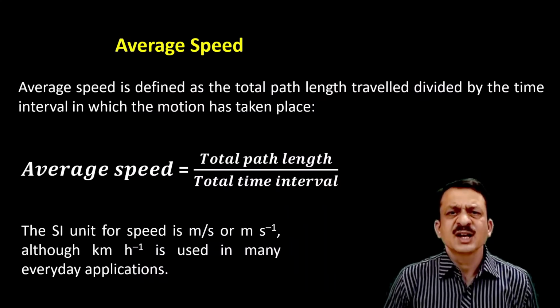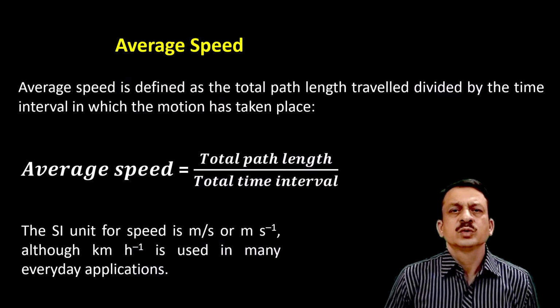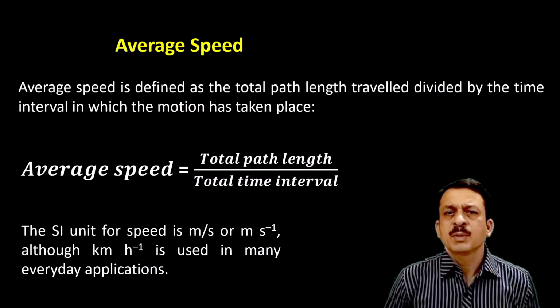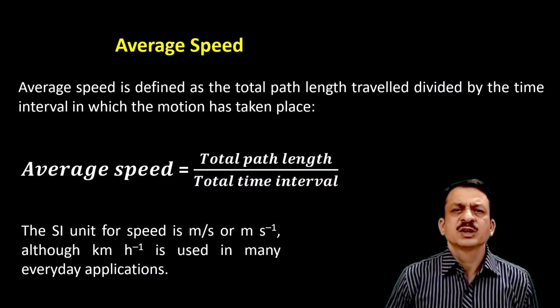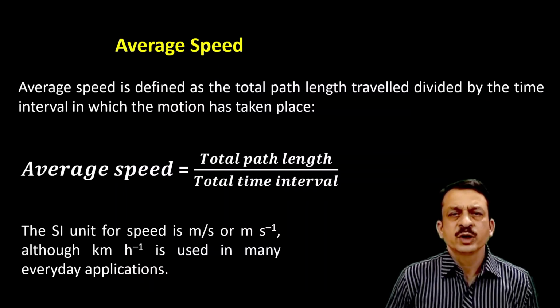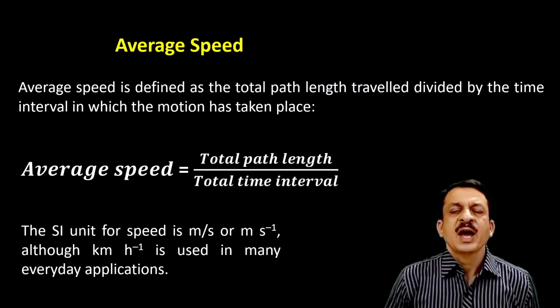Now this average speed is a scalar quantity. Since it is a scalar quantity, it has only magnitude. Therefore it is always positive. Now this average speed will not give any direction. If we say the vehicle speed is some value, we do not indicate the direction. It will not give direction. It gives only the magnitude, and hence average speed is a scalar quantity.